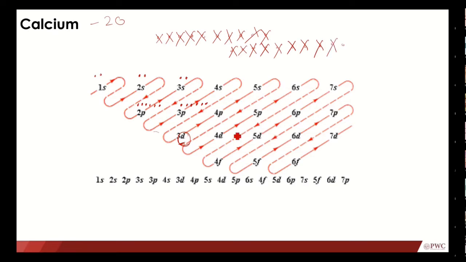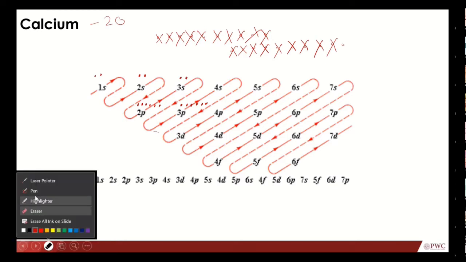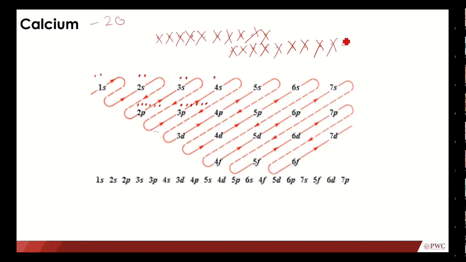We have 1, and then we have 2. I think we're good. 1s2, 2s2, 2p6, 3s2, 3p6, and then 4s2. Any questions so far?